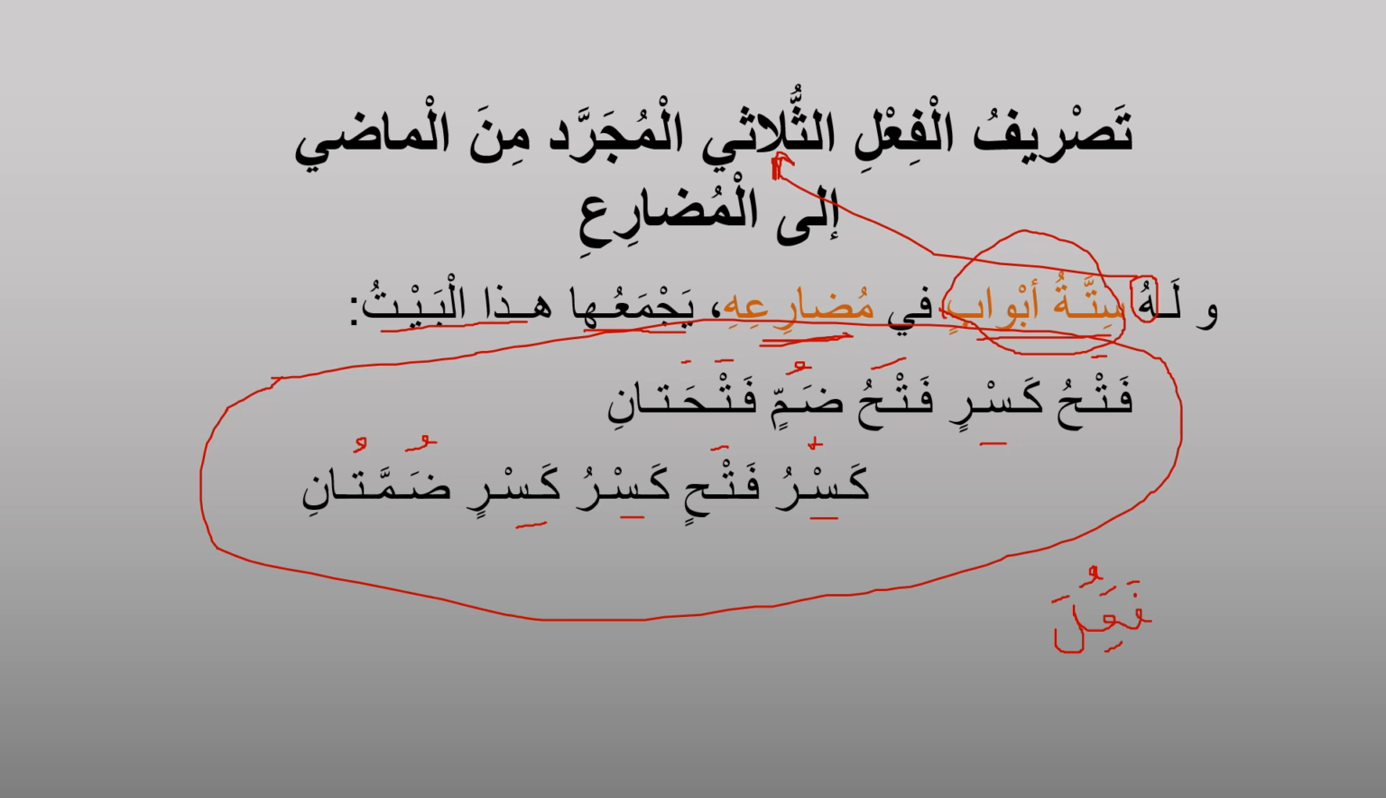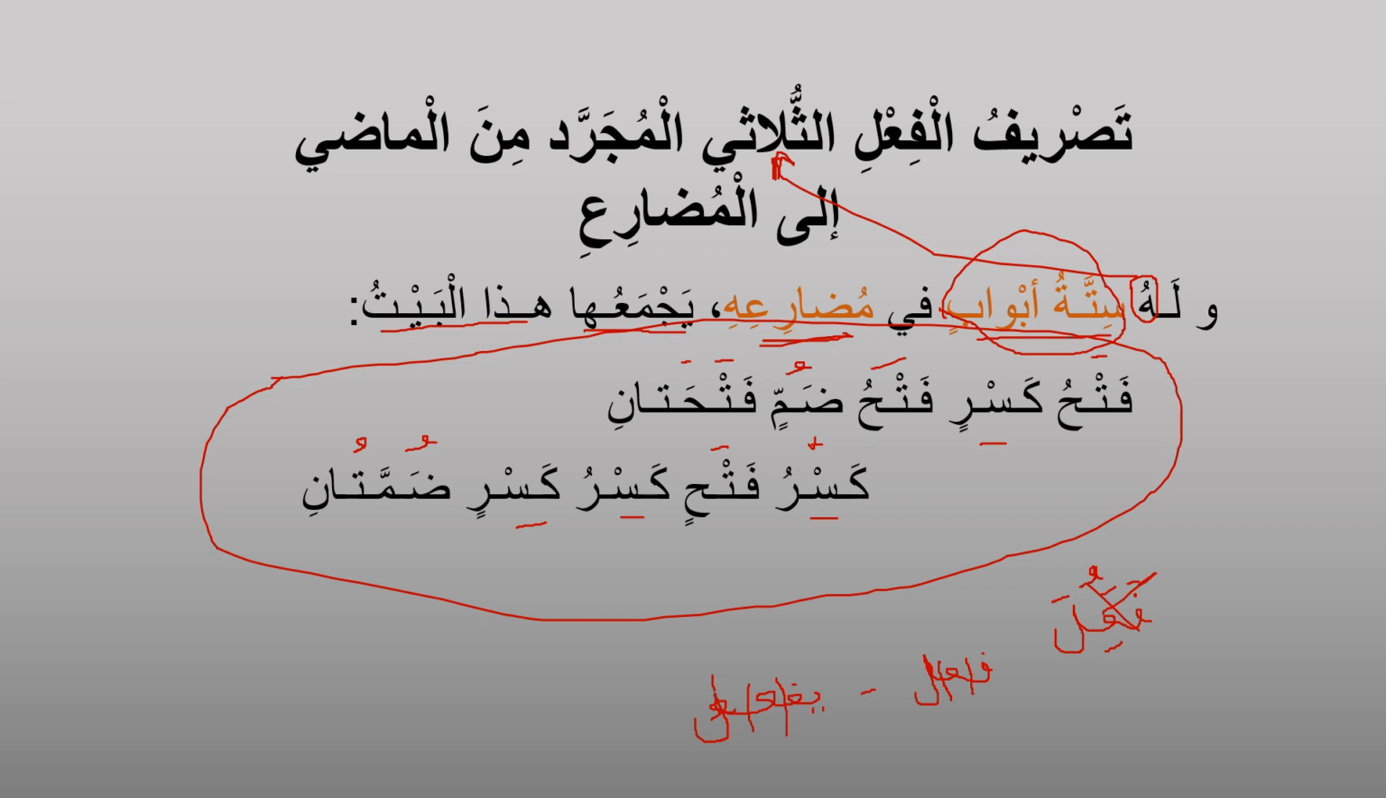Let me do it this way. We have fa, we have ain, we have lam. And in mudori we have ya, fa, ain, and we have lam. So what we are looking at here is precisely this ainul fi'l in madi and in mudori.